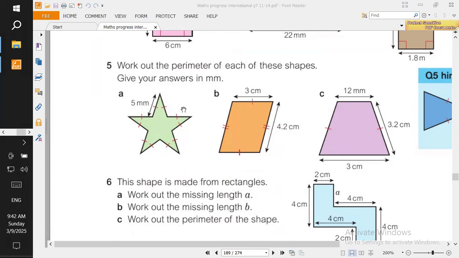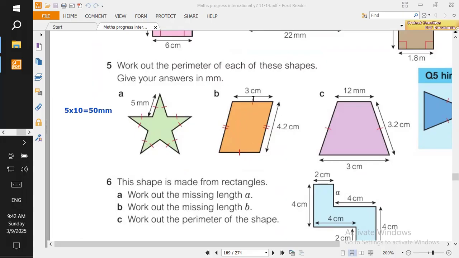All of these are fives. Just count how many fives you have. So here, this is a 5. So 1, 2, 3, 4, 5, 6, 7, 8, 9, 10. So we have 10 sides of 5 millimeters. I'll multiply 5 by 10 and I'll get 50 millimeters, and that's the perimeter of this shape.